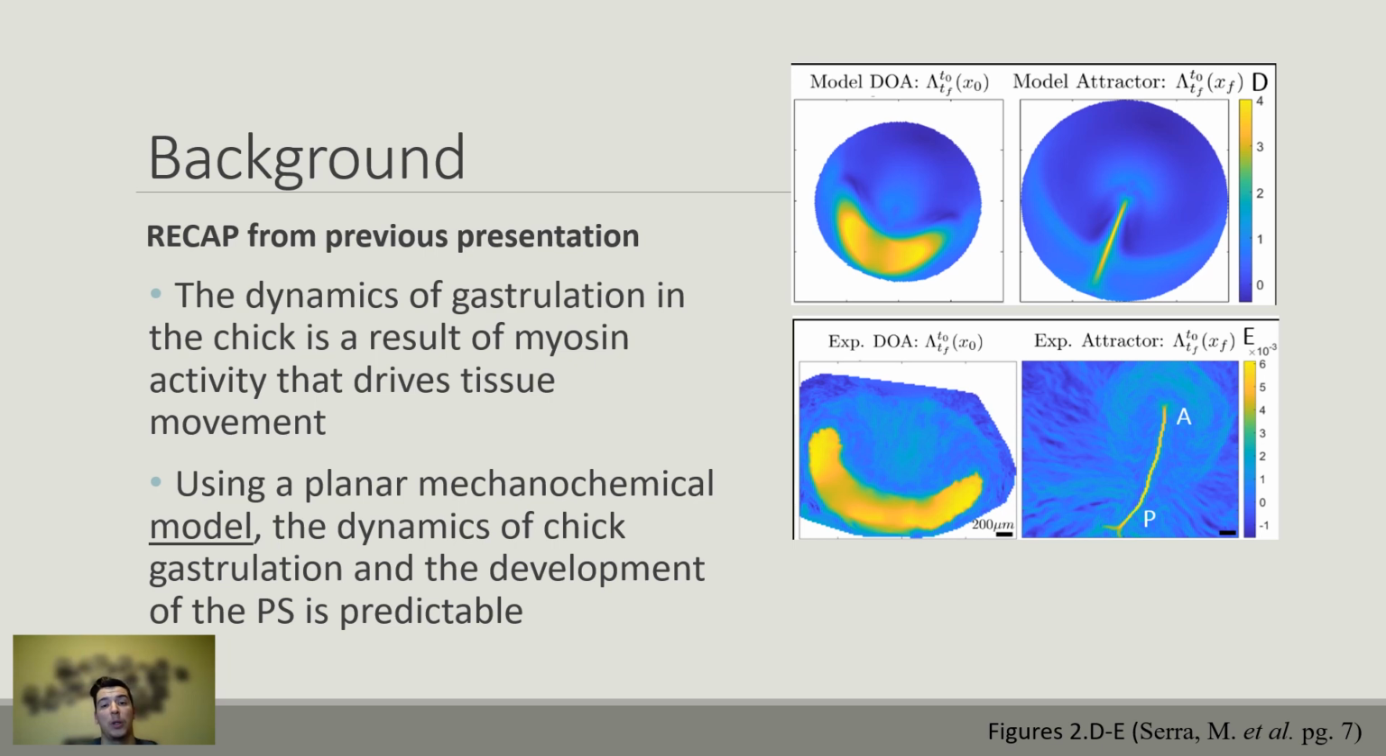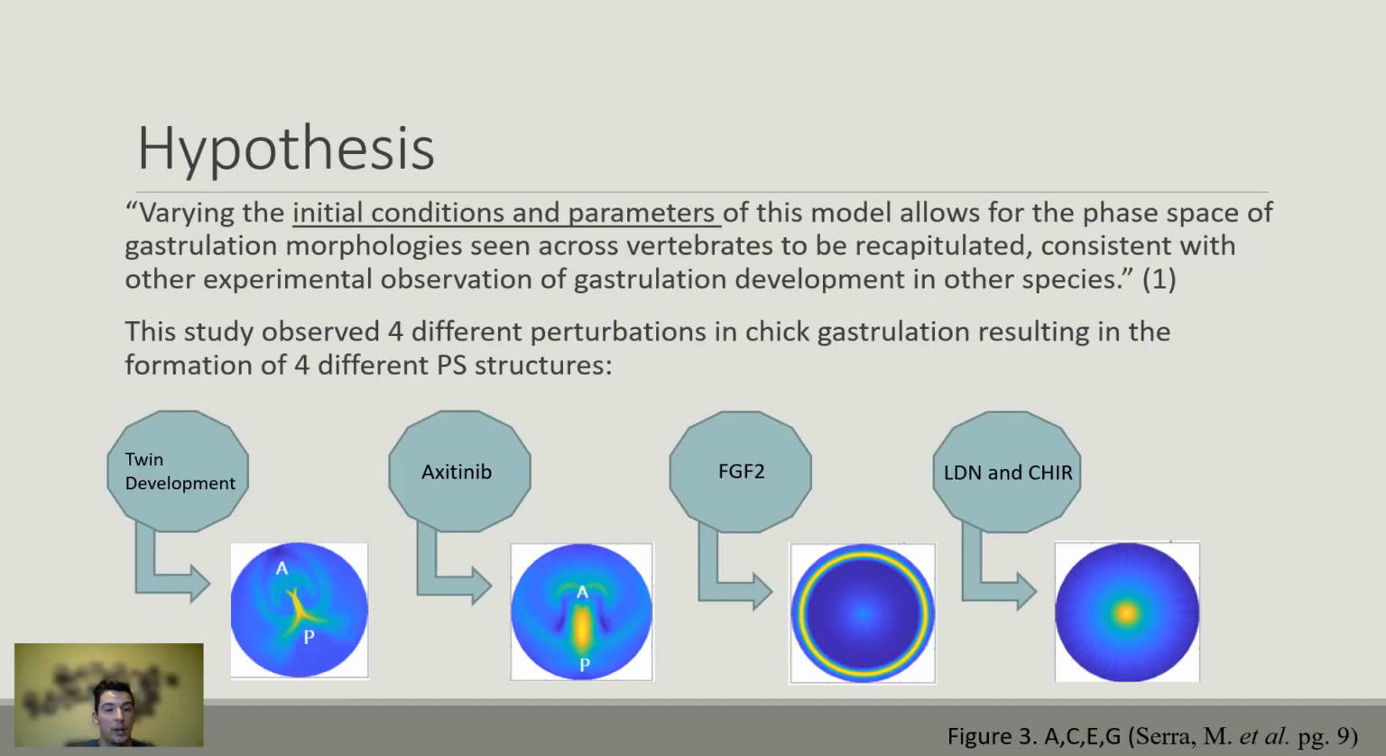So we can take this model and look at different ways that the gastrulation of chick embryos, basically the perturbation of different chick embryos, can be mimicked with this model. And that brings me to my next slide, which is the hypothesis.